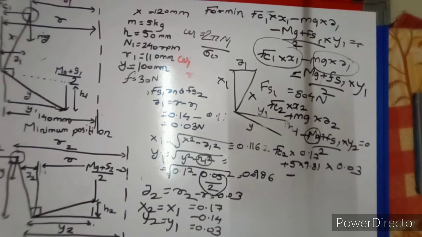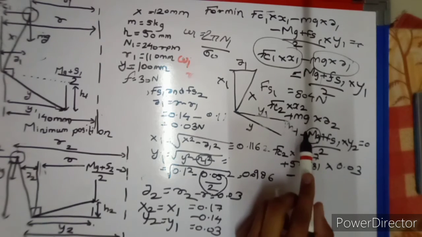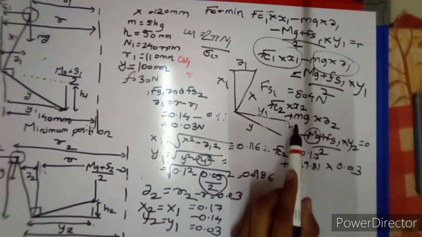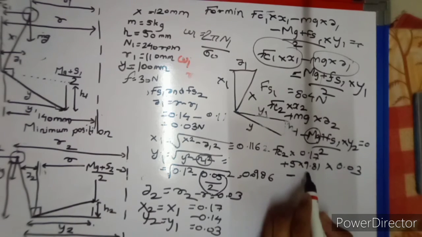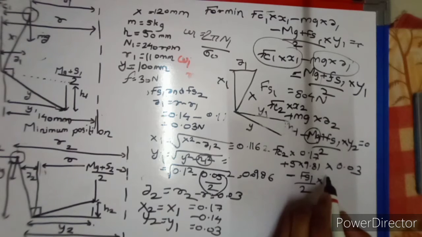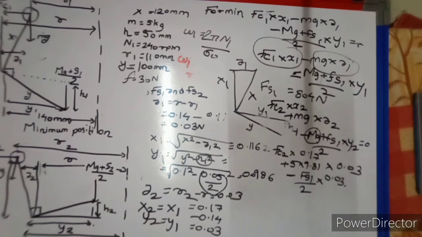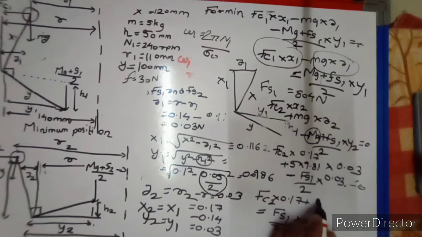See, this is also important: since the mass of the central sleeve is not given here, it is not given, right? So we'll consider it as 0. So Fs1 directly upon 2 into Y2. So what is Y2? Y2 is 0.03, is equal to 0. So Fc2 into 0.17 is equal to, just take Fs1 upon 2 into 0.03 this side, plus 5 into 9.81 into 0.03.